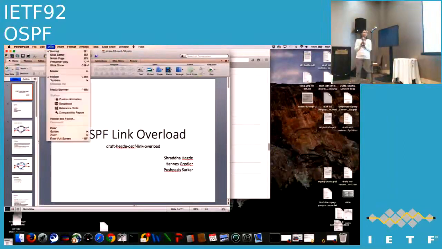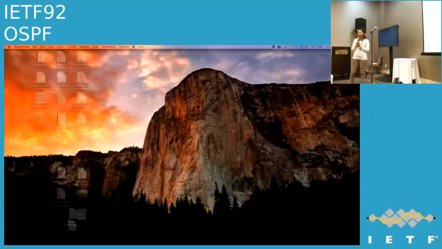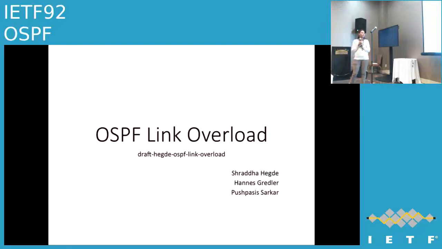Good morning, everyone. I'm Shraddha, presenting OSPF link overload. This is a new draft, the 00 version, submitted lately. We have the stub router advertisement in OSPF, which talks about the router going into maintenance and moving the traffic around the router that goes for maintenance. So this talks about a similar idea for overlay networks.